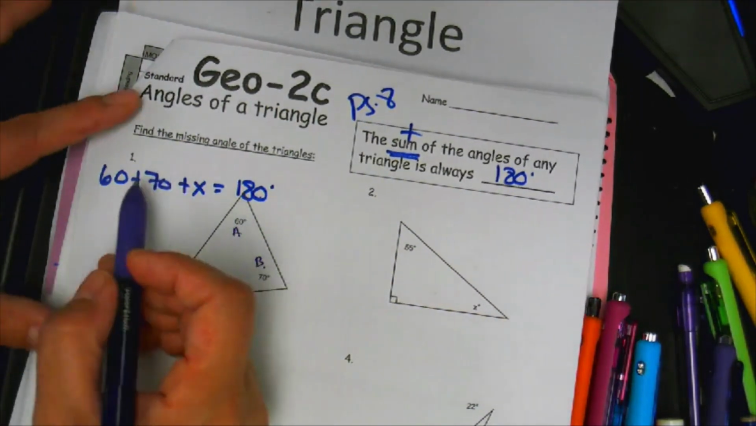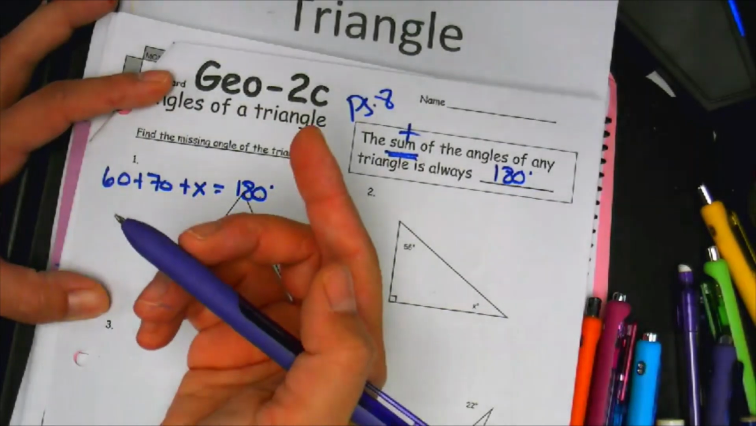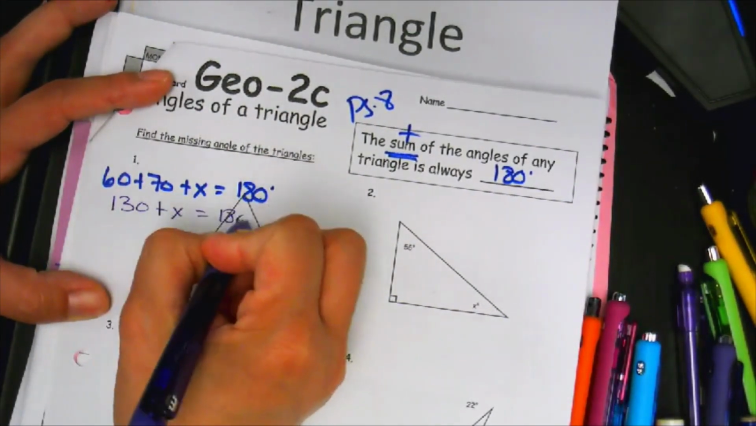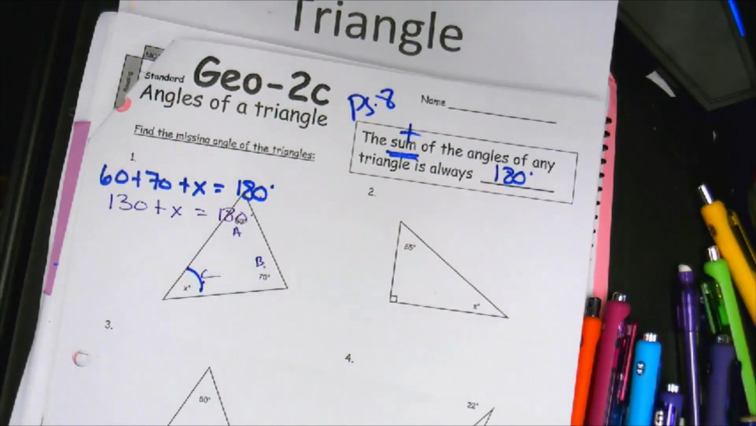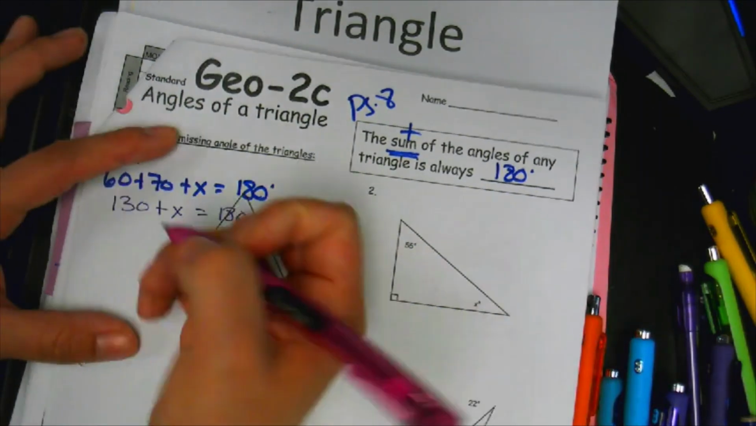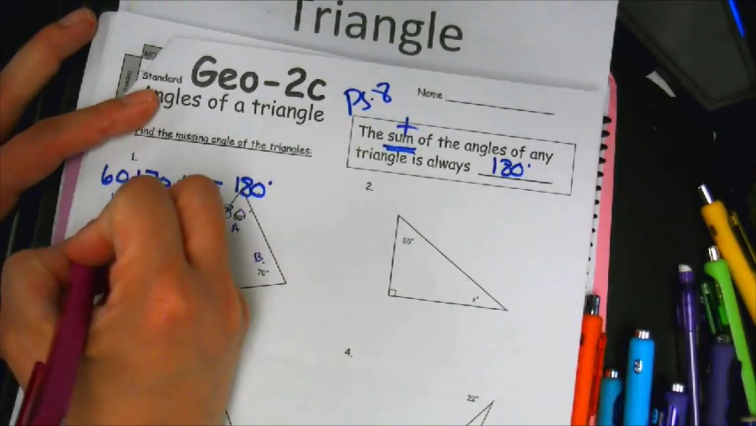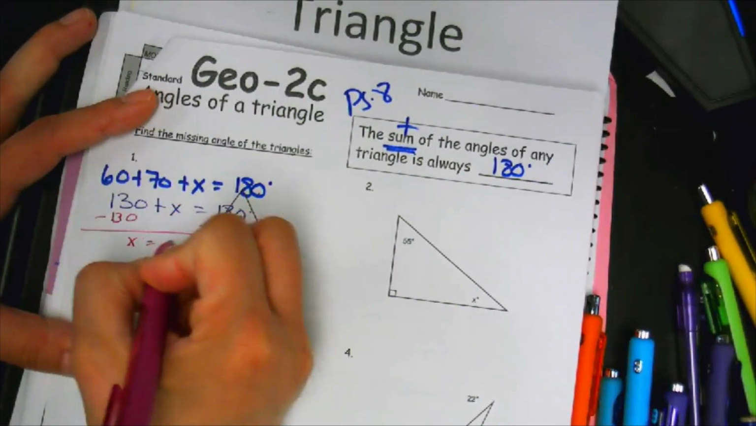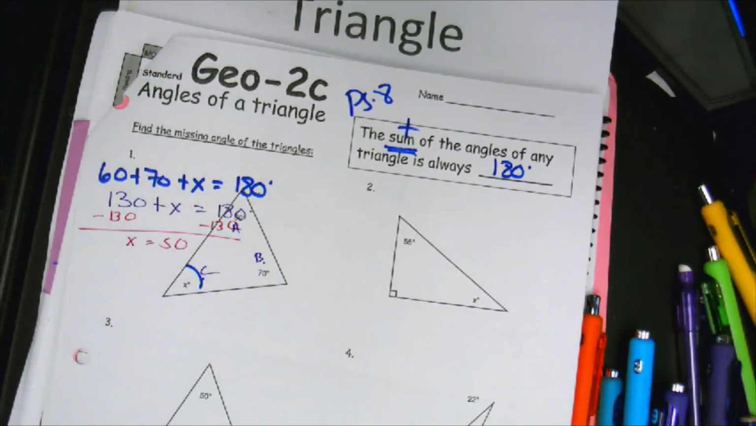What's 60 plus 70? 130 plus x equals 180. At this point, many of us can do mental math. 130 plus what number gives you 180? 50. So you know it's 50. If you don't know where I got 50 from, what we would do is subtract 130 from both sides, and you get x equals 50. Does that make sense?